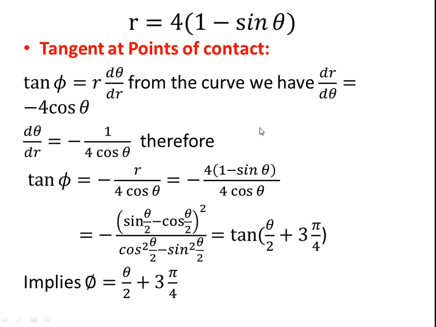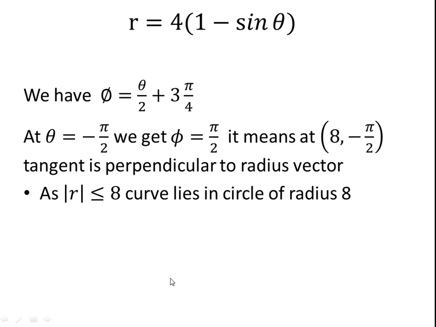I know the value of dr by d theta, which is minus 4 cos theta, by using the equation of the curve. Take the inverse of this equation, so that I will have d theta by dr as minus 1 upon 4 cos theta. Put this value in the equation of tan phi. I got something like this, which can be simplified further in order to get phi as equal to theta by 2 plus 3 pi by 4.